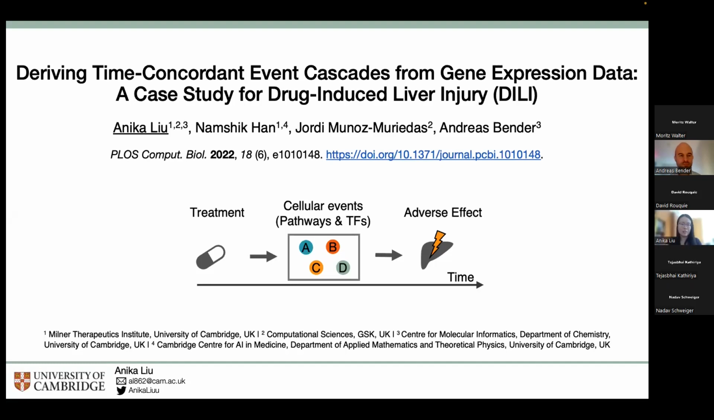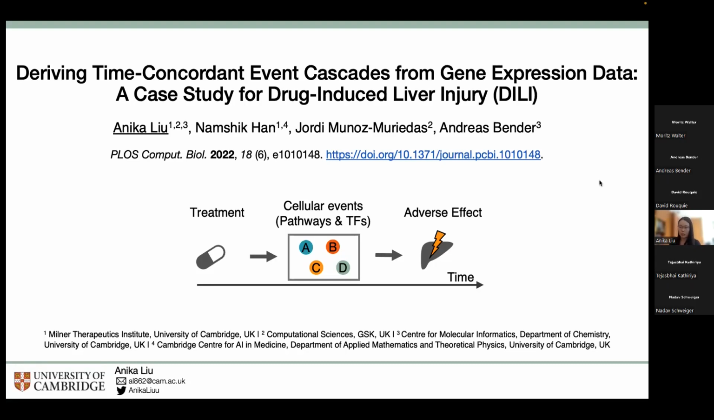Hello, everyone. Everything okay technically? Yep. Great. Okay. As Andreas said, my name is Anika and I'm a PhD student in the Bender Group at the University of Cambridge. And the project I'd like to present today is on drug-induced liver injury, where we've been looking from a systematic time series angle at what happens between the treatment and the adverse effect.